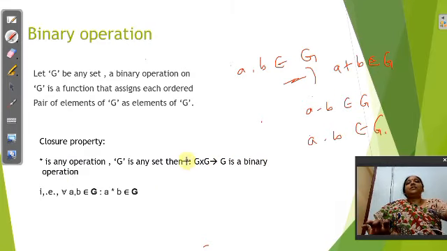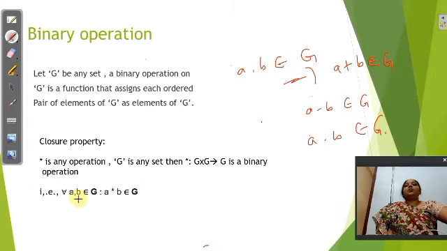What is the binary operation? This star is the binary operation, that is denoted by: for all a, b belongs to G, that implies a star b also belongs to G. So closure property is nothing but the binary operation definition. Binary operation means nothing but closure property.